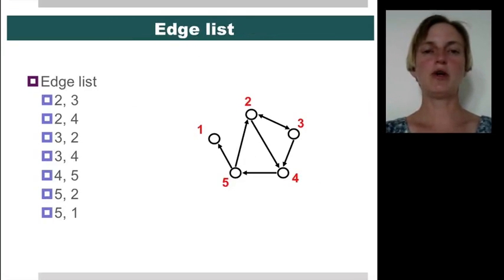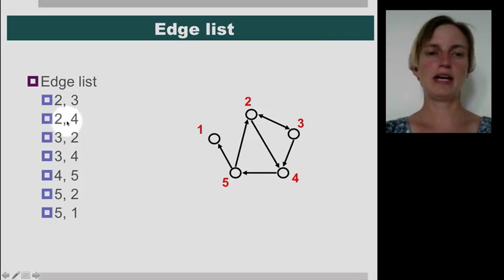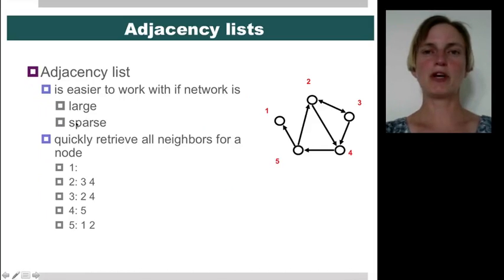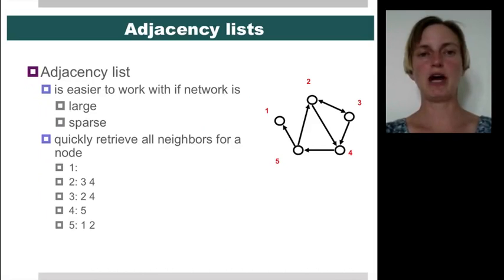We don't have to always use the full adjacency matrix. We can also use the edge list, and it's just a bit shorter. Instead of a bunch of zeros, you just list the things that are there. So 2 has an edge to 3, 2 has an edge to 4, etc. Now you can become even more compact than that, especially if the network is very large and very sparse.